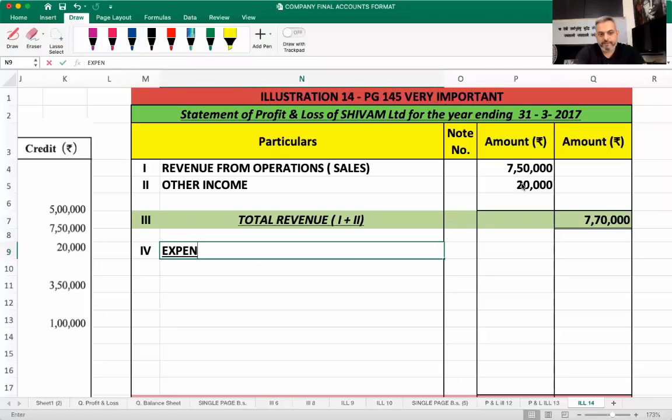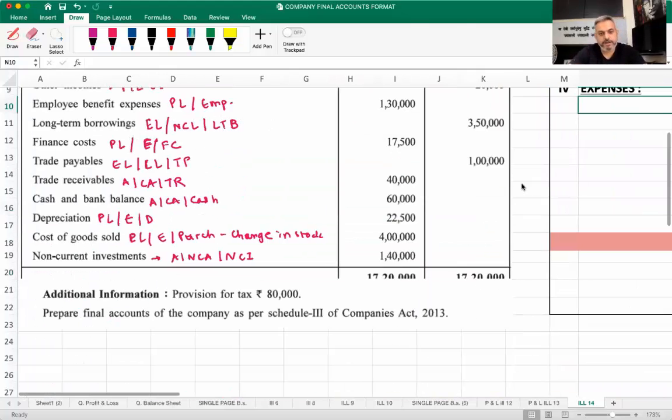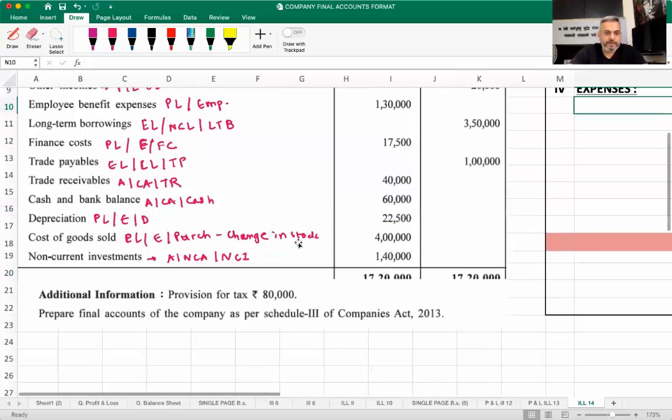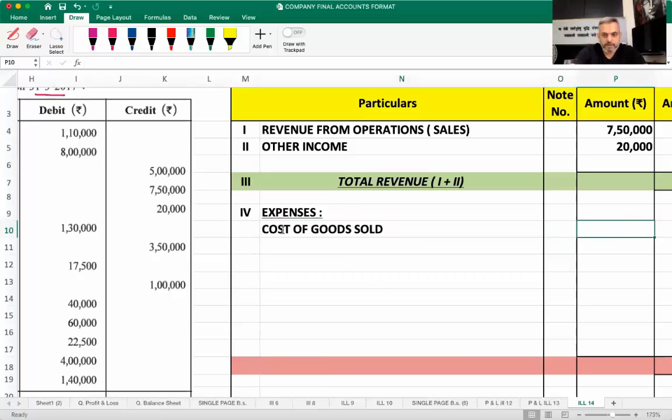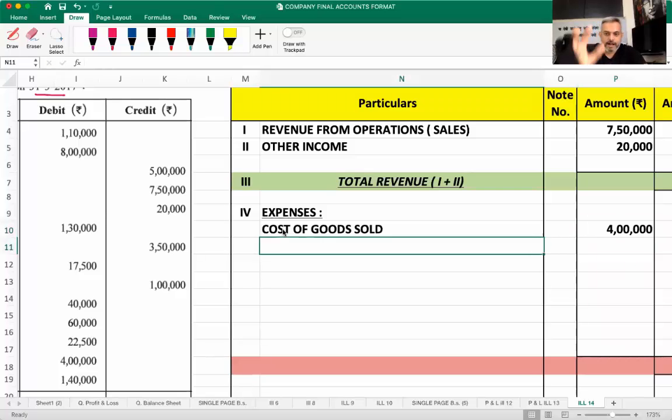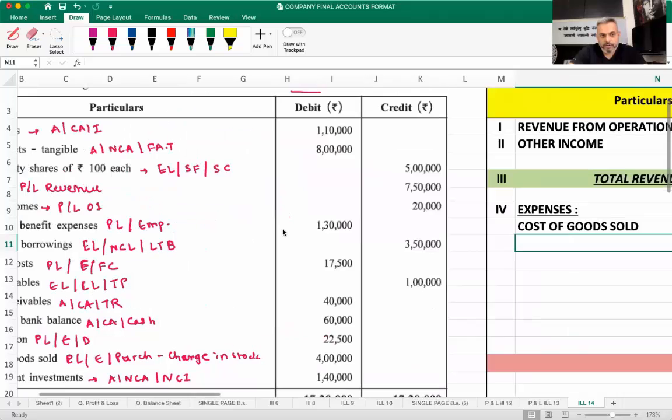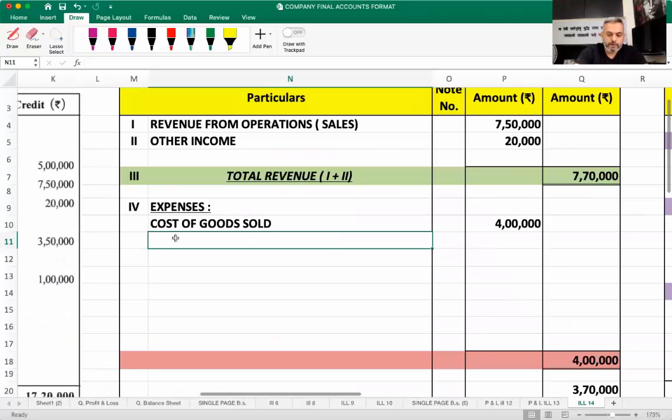Fourth, expenses. Now let's go one by one. Now we don't have purchase, we don't have change in stock, okay, because that is all given in the form of cost of goods sold. So we just write cost of goods sold. Directly we can write cost of goods sold 4 lakh. Okay. So what comes over here? Direct expense will come, purchase will come, change in stock will come. All the three will be combined in cost of goods sold. Okay. So cost of goods sold.